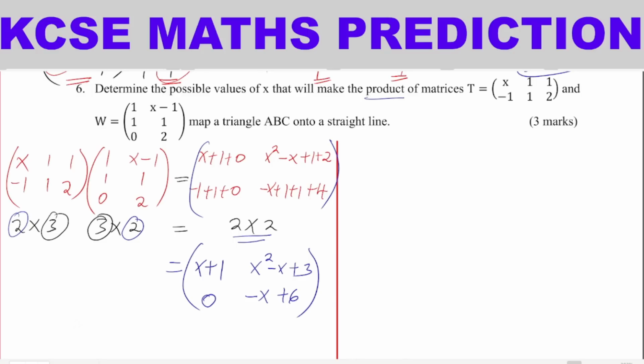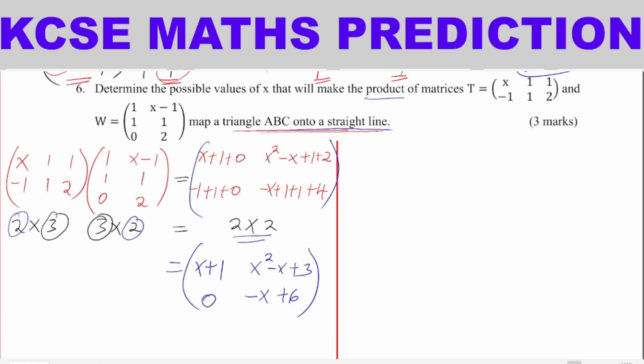Now, from there, you're given that this product will map triangle ABC onto a straight line. That means that for this transformation, we need to get the matrix of transformation that maps an object through 180 degrees. And which is that matrix? If you recall, the general matrix that transforms an object through an angle of 180 degrees, because that is what we mean by a straight line. Straight line means that it is going to do a transformation that will map that triangle into a straight line.